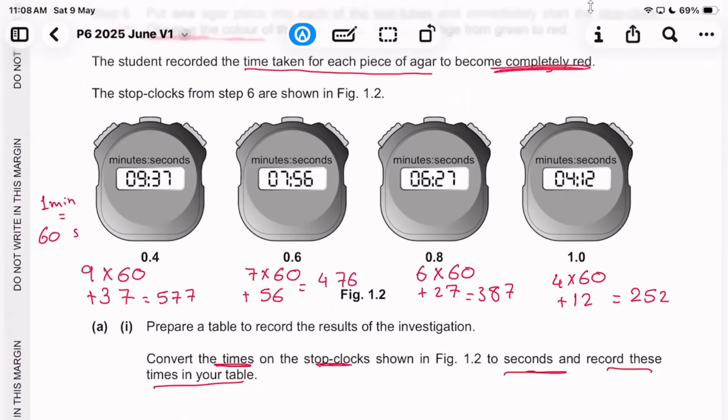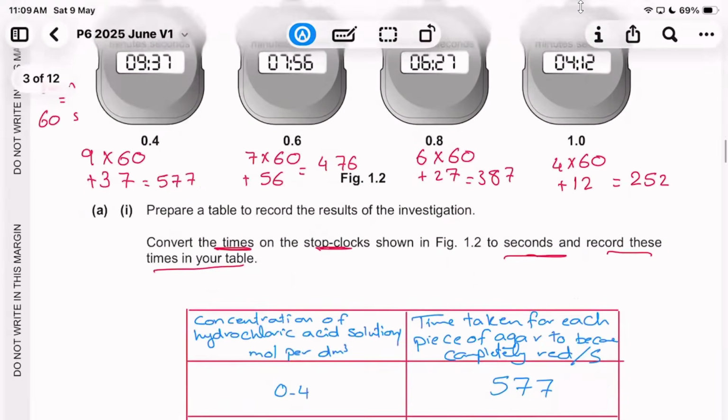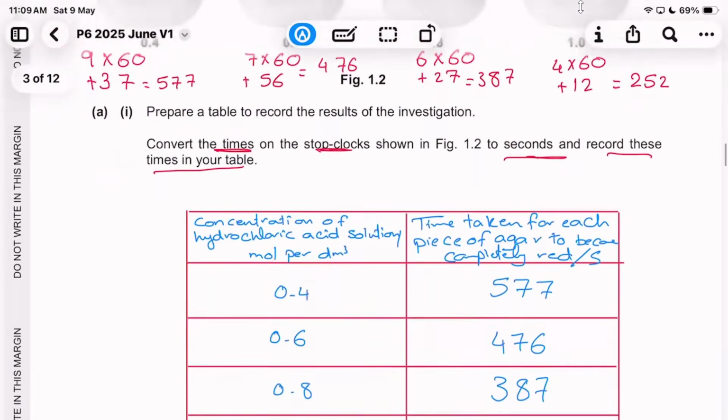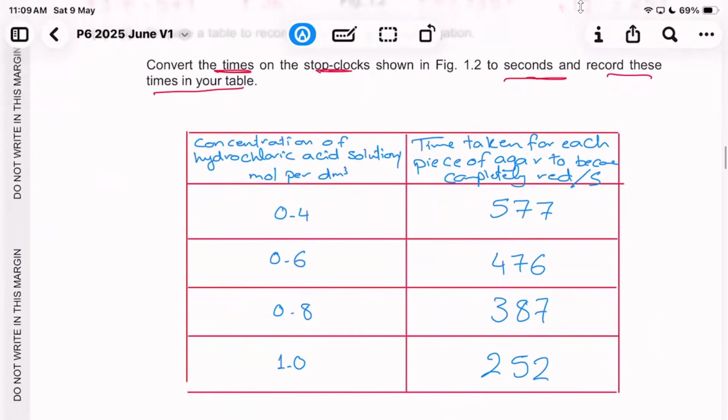So now we have two different data, so you have to use it to make the table. So we have the concentration of hydrochloric acid solution mole per decimeter cube, and the time taken for the pieces of agar to become completely red by seconds. So you have to put this data in the table this way. Don't forget to put the unit in the heading of the table, not in the cell.